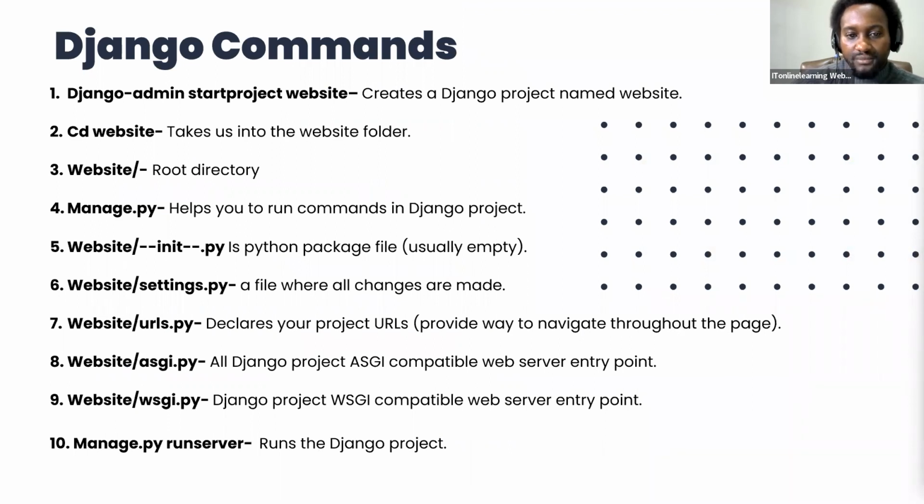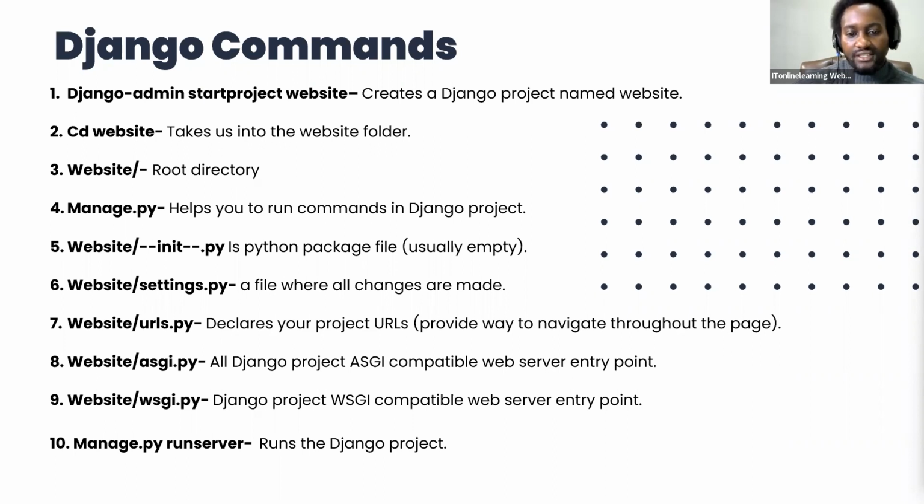So let's go over some basic Django commands that we need to be familiar with. Firstly, django-admin startproject website. This command is used to create a Django project named website. cd website. This command will take us into the website folder. Website/ this is the root directory. manage.py, this is the command-line utility that helps you run commands in a Django project.